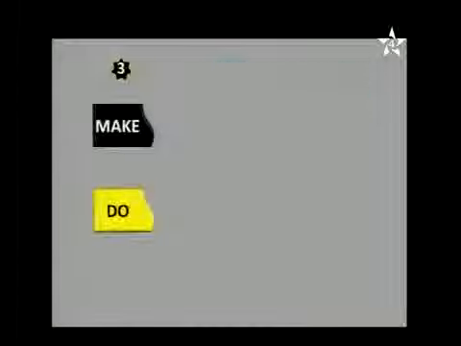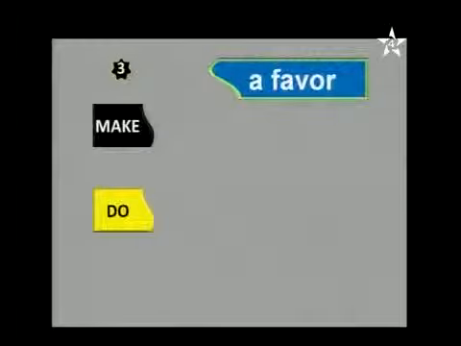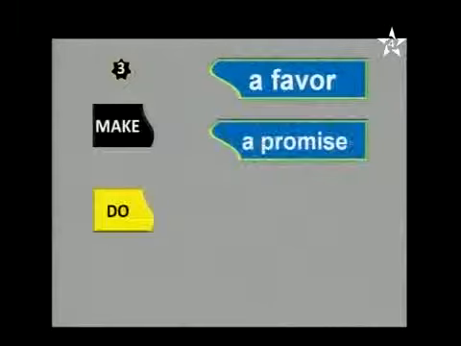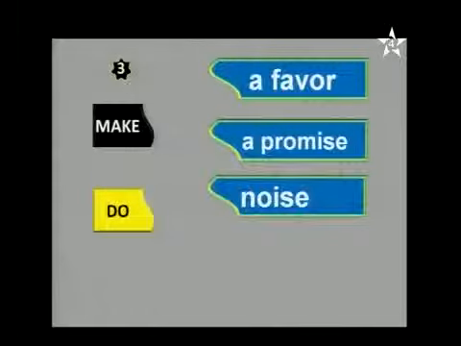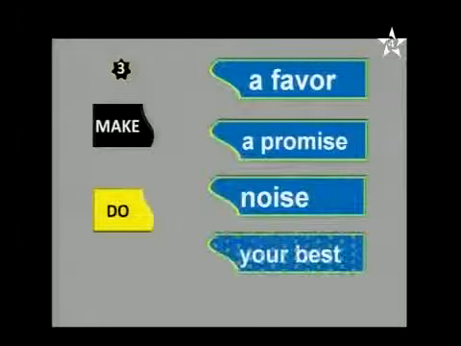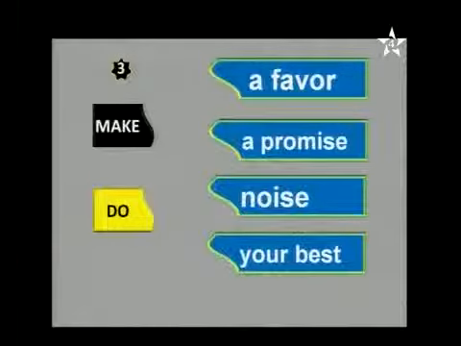Number 3, make or do a favor, to do someone a favor or to make someone a favor. A promise, make or do a promise. Make or do noise. Make or do your best. Okay? A few seconds again. Okay. Are you ready? No, let's correct.